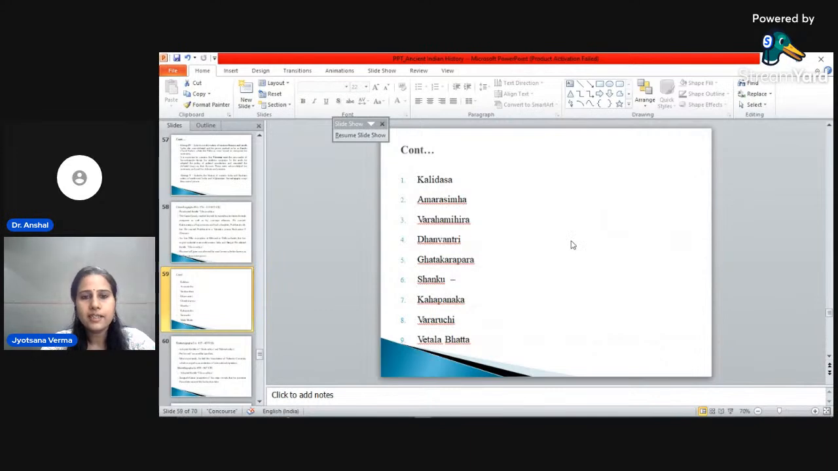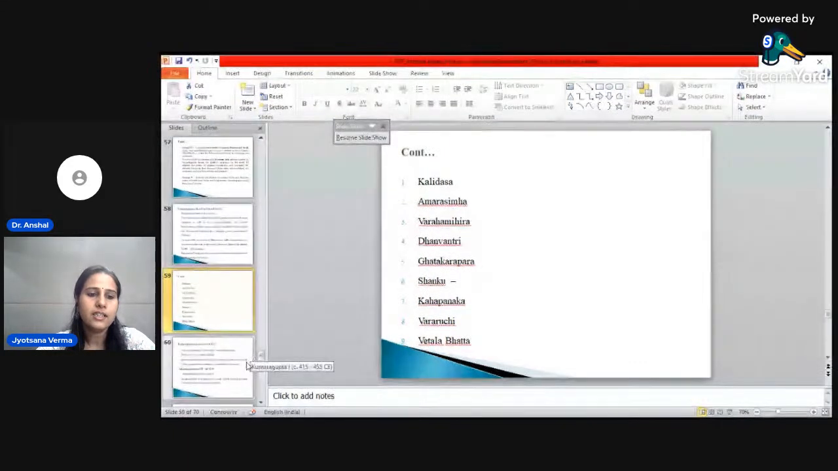So Kalidas and Amar Singh, Varamihir, Dhanvantri, Ghatakpara, Sanku, Kahapan, Varachu, Vetalbhat, these are the nine scholars, and these were in the court of Vikramaditya II.